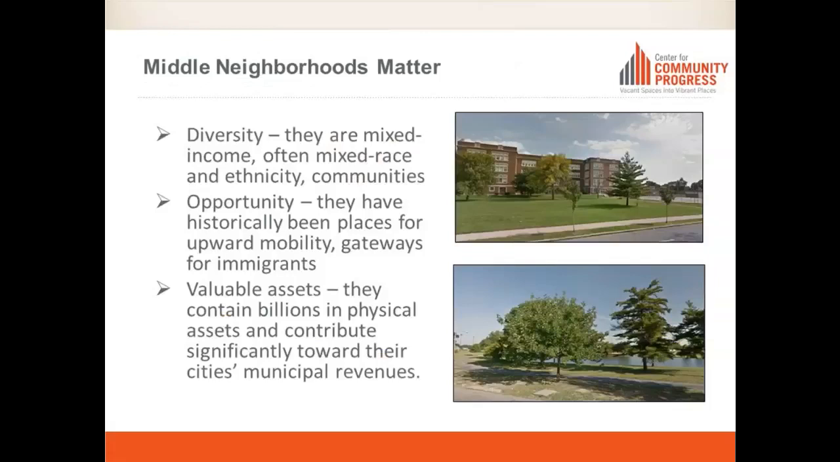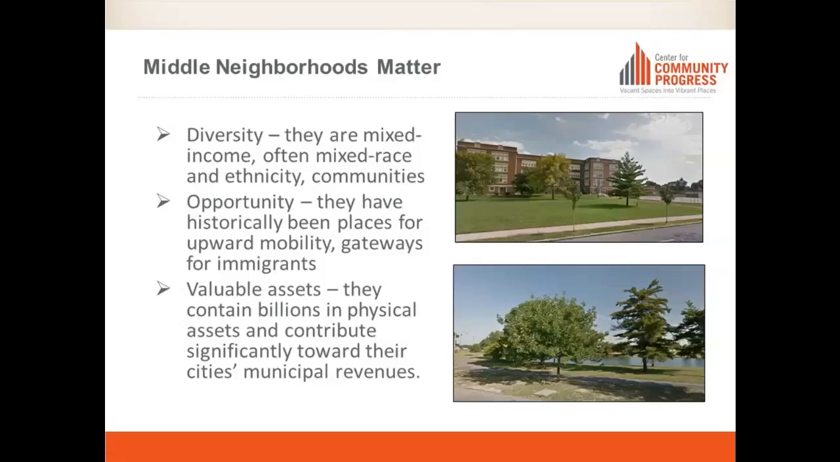For one thing, they still represent a major part of our cities, and they are very much, in many cases, the only truly mixed income, mixed race, mixed ethnicity neighborhoods in America's cities. Secondly, there are still places of opportunity. There are places where people who are moving upward from high poverty, disinvested areas can find affordable, accessible housing and neighborhood conditions. They are, in many cases, the gateways for immigrant populations in American cities.